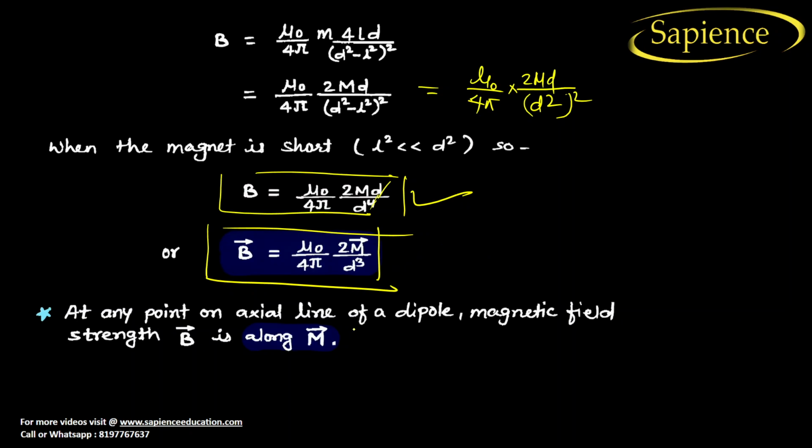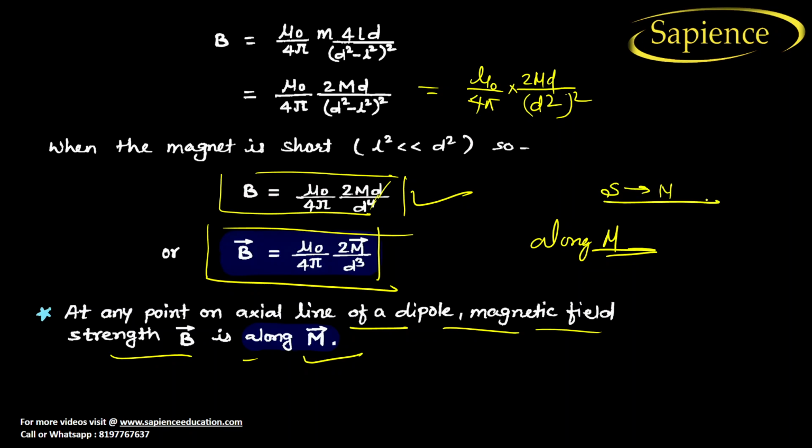So at any point on an axial line of a dipole, magnetic field strength B is along M. So B is always along M. What is M? The direction of the dipole moment. It is always from south to north. So I hope you have understood this.